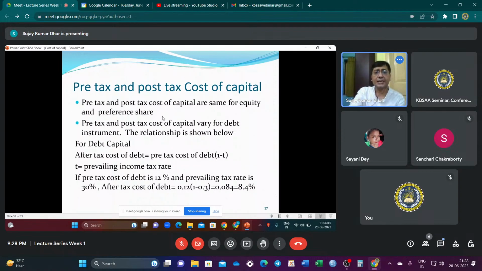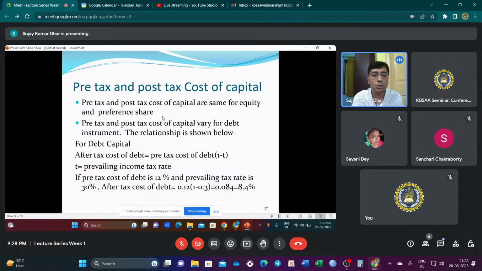Now pre-tax and post-tax cost of capital. If you see, pre-tax and post-tax cost of capital is same for equity and preference. Because for both the cases, there is no adjustment in tax. Because when you are paying dividend to equity and preference shareholders, no tax exemption is enjoyed. But pre-tax and post-tax cost of capital vary for debt instrument. What is the formula? After tax cost of debt is equal to pre-tax cost of debt into 1 minus T.